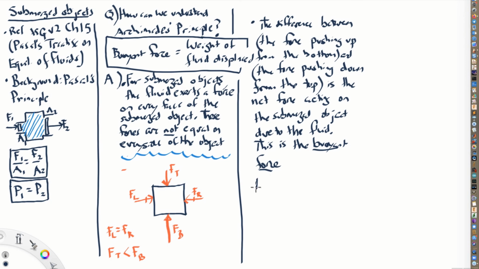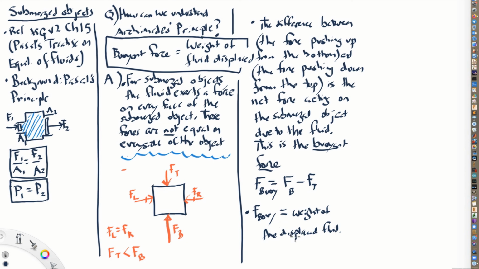In other words, the buoyant force acting on this object is equal to the force pushing up from the bottom minus the force pushing down from the top. The difference in those two forces is what we mean by the buoyant force. That is the net force acting on this object. And this buoyant force, we can show, happens to be exactly equal to the weight of the displaced fluid. That is the fluid that is displaced by this submerged object.